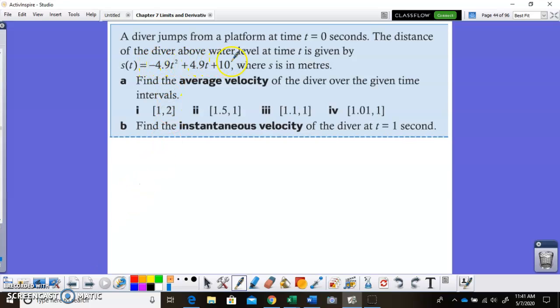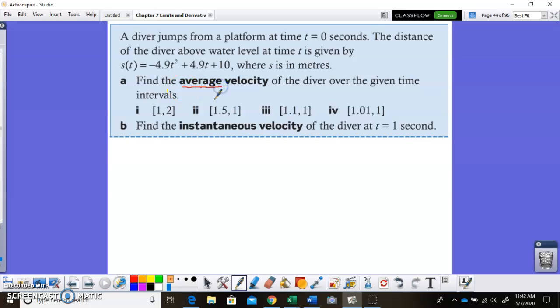We have this function is our displacement. So the distance a driver above the water level, we're talking about, I'm guessing, a boat that's jumping off a platform, right? Okay, and if you recall, this is again the formula for the path of a projectile, only we're using meters because gravity is 9.8, so that's negative 1/2 times 9.8. Anyway, we want to find the average velocity.